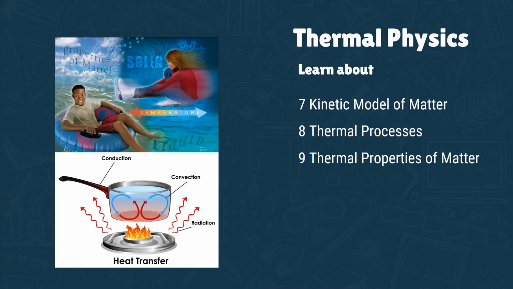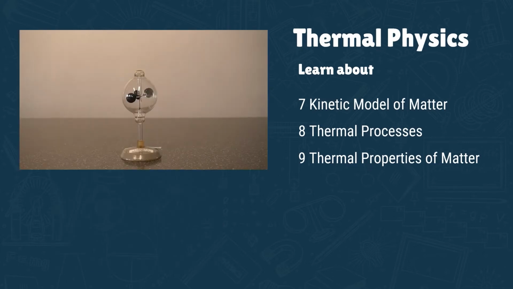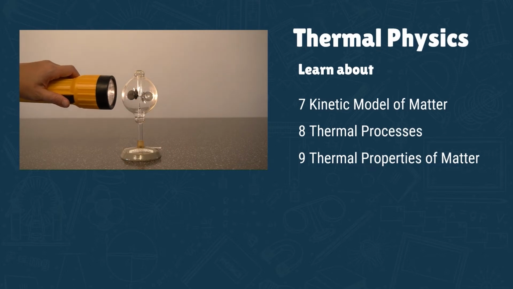So in this segment, in thermal physics, we'll be learning about the kinetic model of matter, of solids, liquids, as well as gases, and how heat is actually being transferred through the processes of conduction, convection, as well as radiation. We will also learn about how factors such as color and texture affect radiation, and what happens molecularly during boiling as well as during the cooling process.